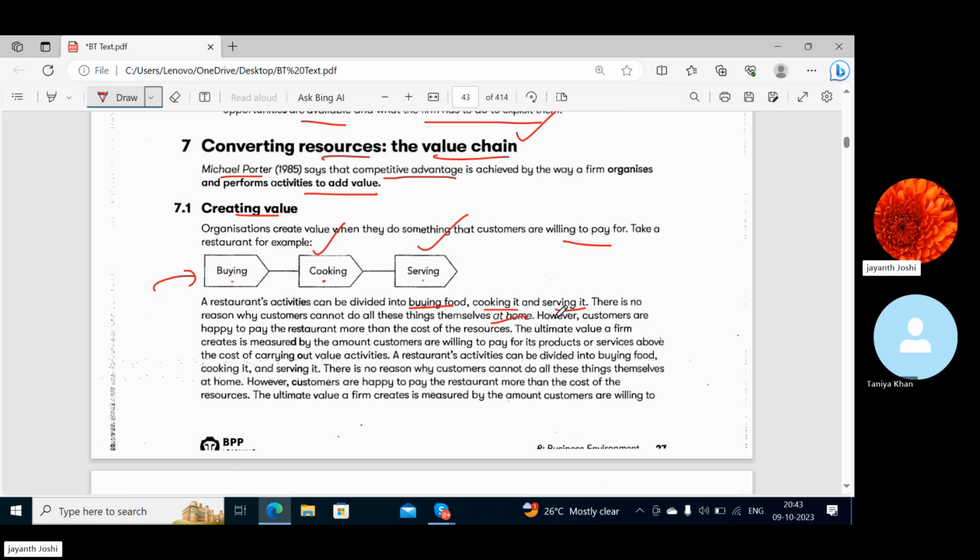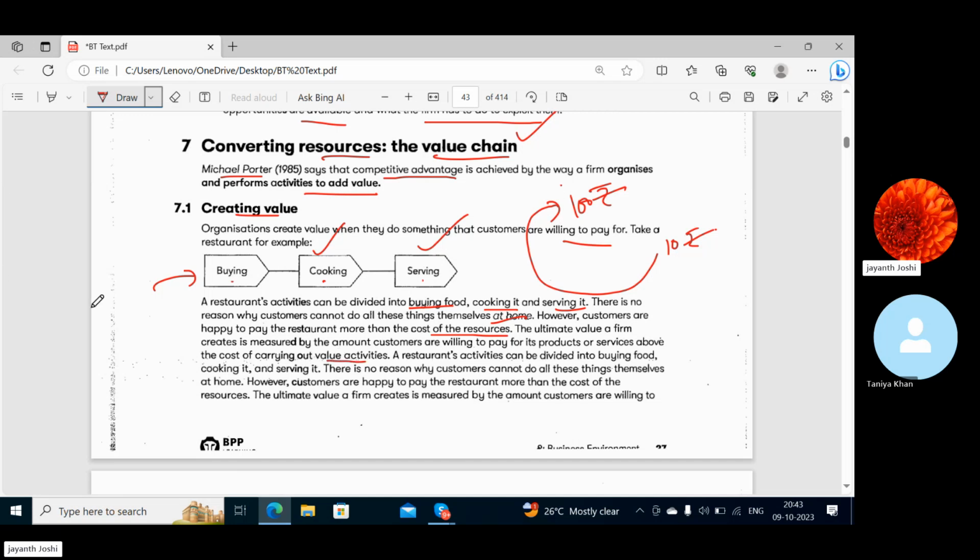Then why do we go to restaurants? What is the need? However, customers are happy to pay the restaurant more than the cost of the resources. We know if we make a recipe at home, it's going to cost us 10 rupees, let's say. But in a restaurant, we are paying 100 rupees for that. What is the reason? Because the restaurant has created value in such a way that you are paying 100 rupees. How? The ultimate value a firm creates is measured by the amount customers are willing to pay for its product or services above the cost of carrying out value activities.